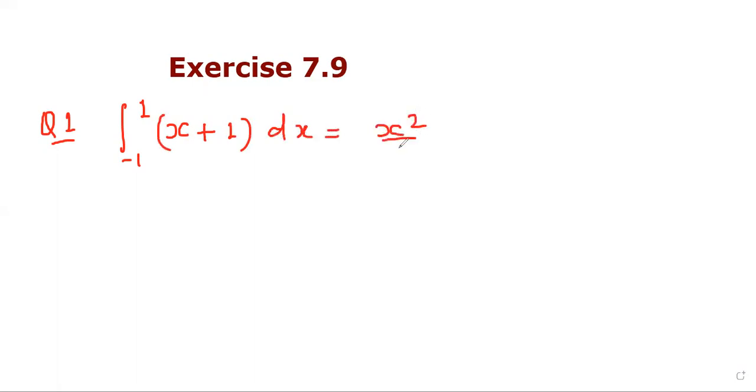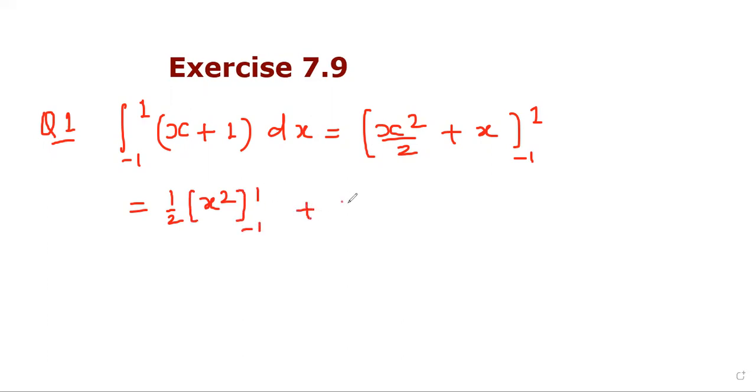Exercise 7.9 NCERT textbook. Question number 1. Integration from -1 to 1 of (x plus 1) dx. It will become x squared by 2 plus x, limits -1 to +1, which can be written as 1 by 2 outside, x squared, limits -1 to 1, plus x, limits -1 to 1.